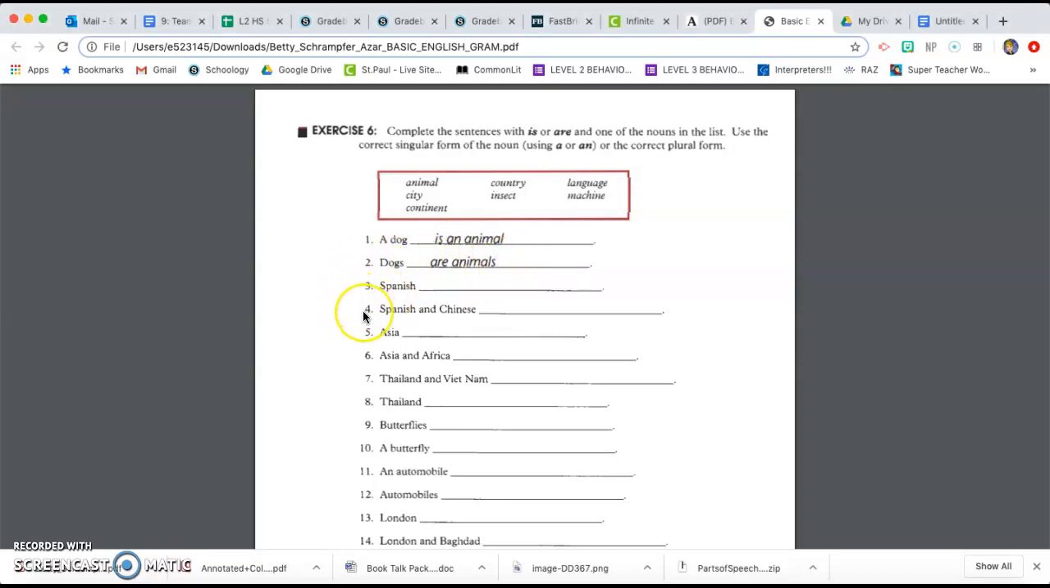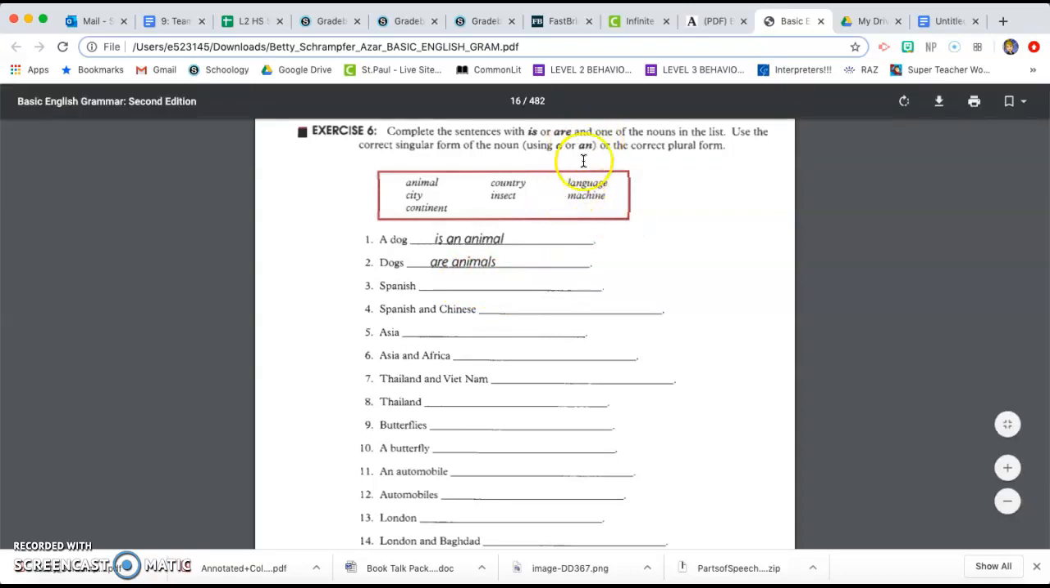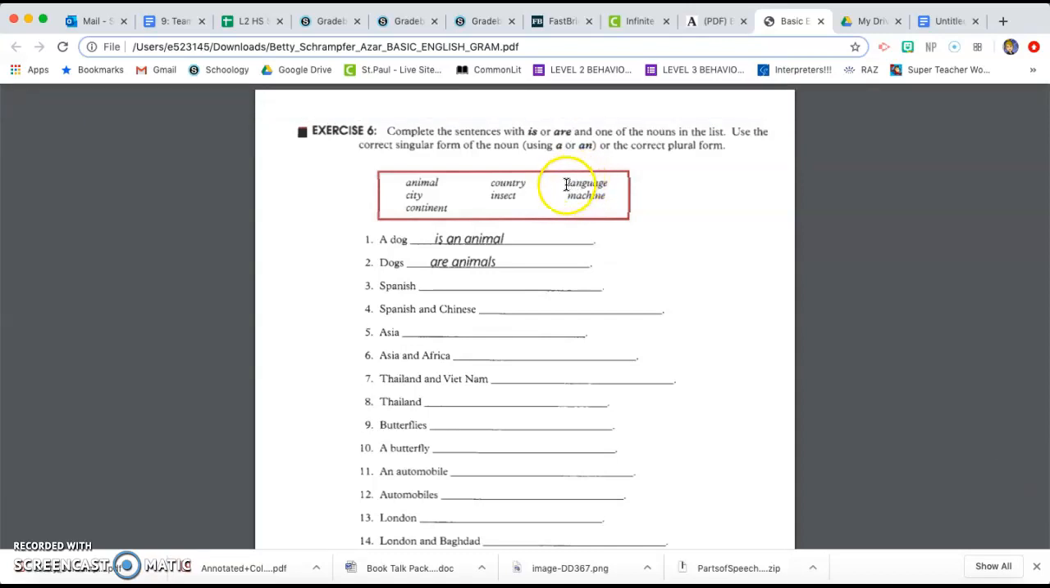Let's try number 3 and number 4 together. Spanish. Some of you speak Spanish. Is Spanish an animal? No. Is it a city? No. We know it is a language. So we will write on the line, because we're only speaking of one language, Spanish is a language. Notice I say a in front of language, not an, because as we learned on Tuesday, if it starts with B, C, D, F, G, H, J, K, L, anything but A, E, I, O, U, we use a.